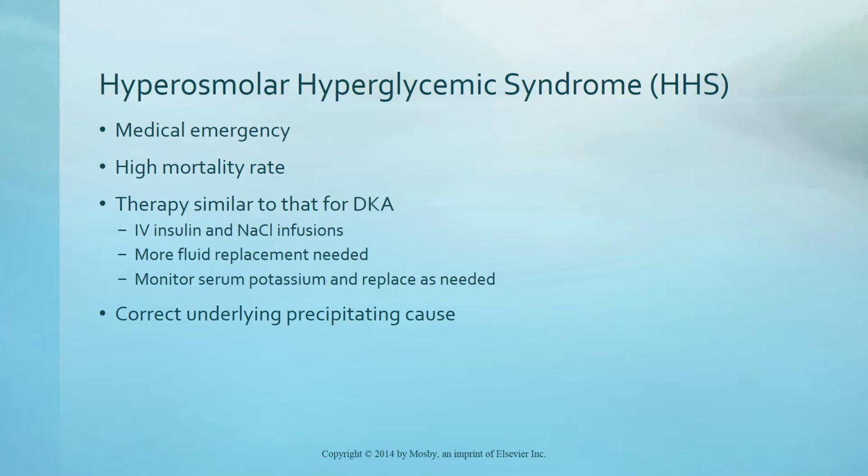When blood glucose levels reach about 250, IV fluids containing glucose are administered to prevent hypoglycemia. Electrolytes are monitored and replaced, and hypokalemia is not as significant in HHS as it would be in DKA, although fluid losses may result in milder potassium deficits that will necessitate replacement.